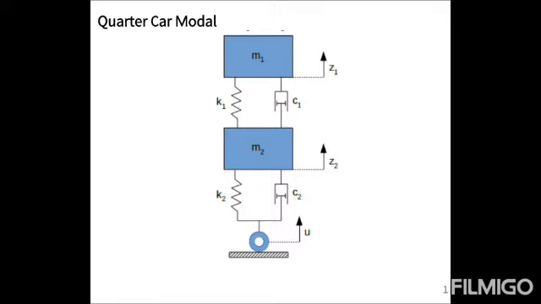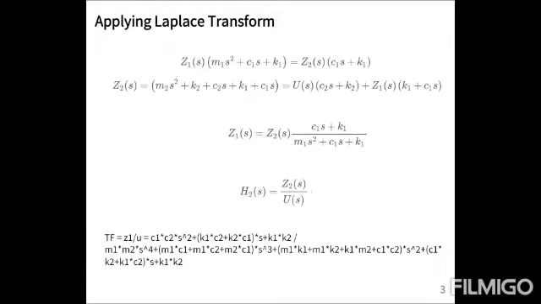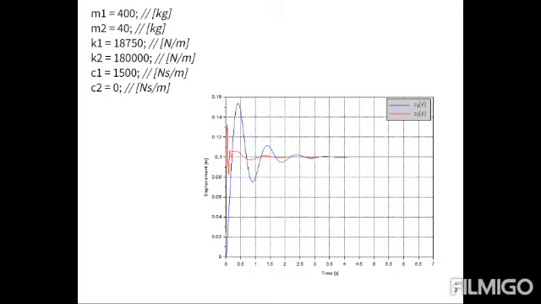Force equation can be written for mass M1 and M2. External force is equal to mass into acceleration plus spring force plus damping force. Applying Laplace transform, transfer function can be calculated. This code is written for calculating the response. This is response with mentioned values of parameters.